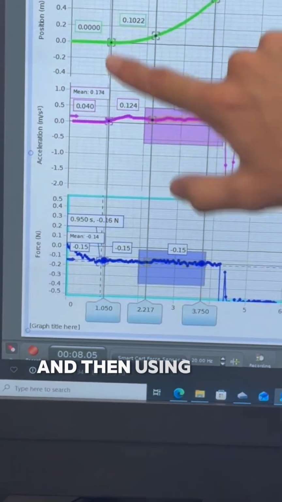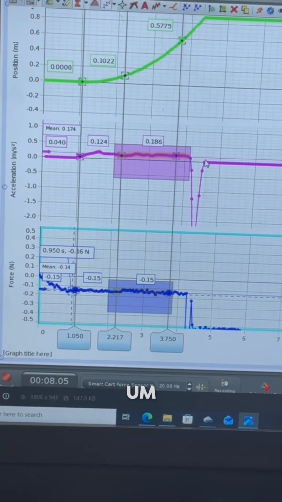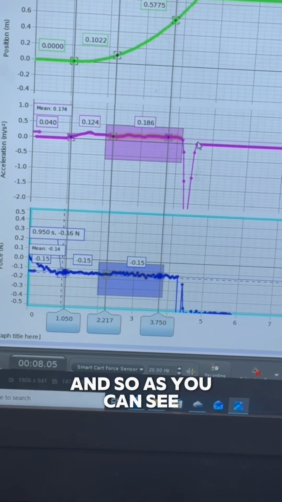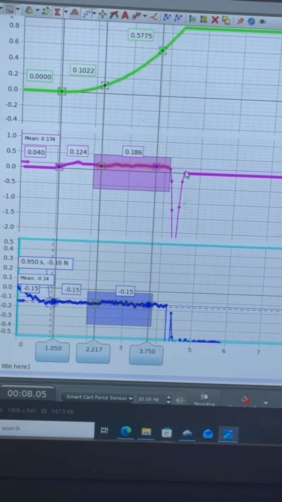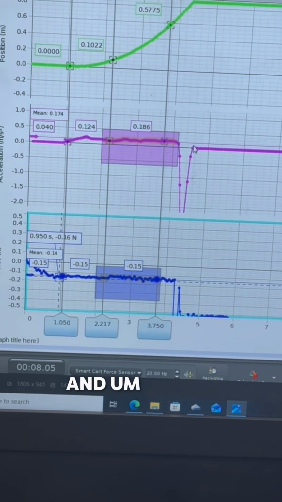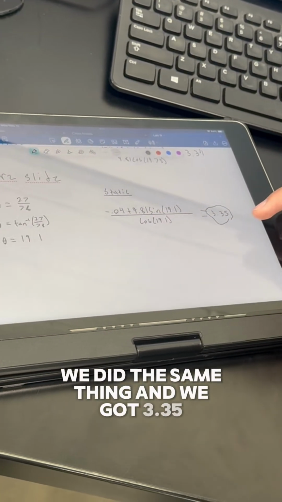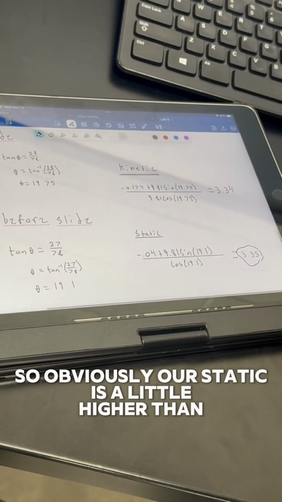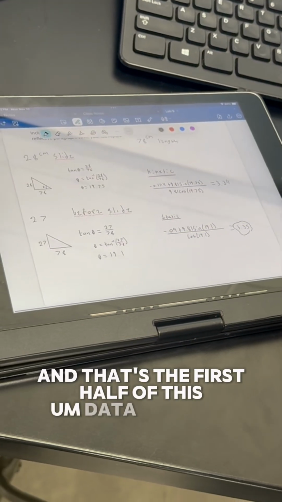And then we also got our force right here. And then using that, we plugged it into this formula down here. This one right there. And so as you can see, we plugged it in for kinetic using negative 0.174. And we got 3.34 for kinetic. And our static was very close. We did the same thing and we got 3.35. So obviously our static's a little higher than our kinetic, but that's what we got. And that's the first half of this data analysis.